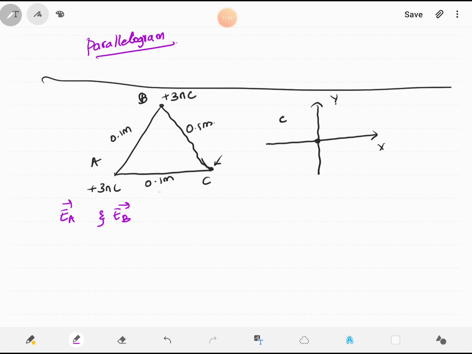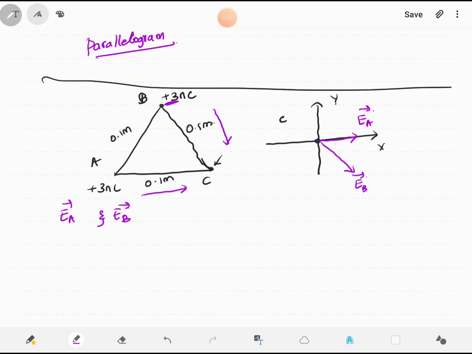Due to A, it's going to be away from the charge. So therefore, this is in the positive x-axis. So we can write this as electric field due to A, which is along positive x-axis. Now electric field due to B is going to be away from it again because it is a positive charge. Therefore, it is going to be in the fourth quadrant. So this is electric field B, EB.